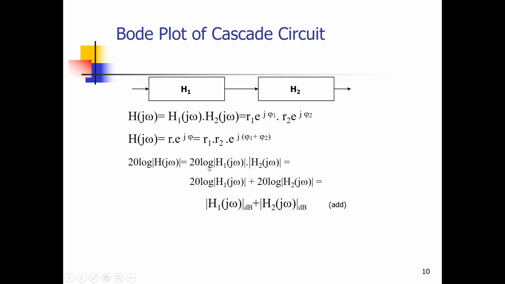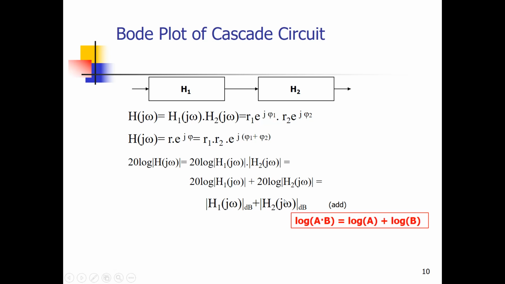And when we do that, we see that we get 20 times the log of the system, which is 20 times the log of this complete expression, or in a general way, 20 times the log of the absolute value of H1 times H2, which indicates we are talking about an amplitude. That is 20 times the log of this function plus 20 times the log of this function. So we can add the Bode amplitude plot of this system to the Bode amplitude plot of that system. So we can also add both amplitude plots.